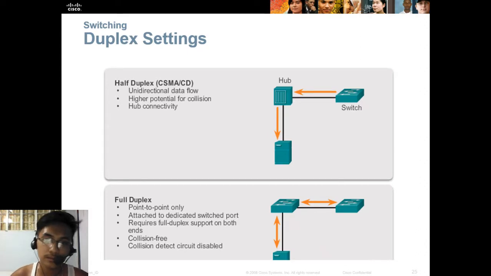We have duplex. As I have explained about the wireless media, in the duplex media, half duplex can only send in one direction at a time, while full duplex can send and receive simultaneously with one another.